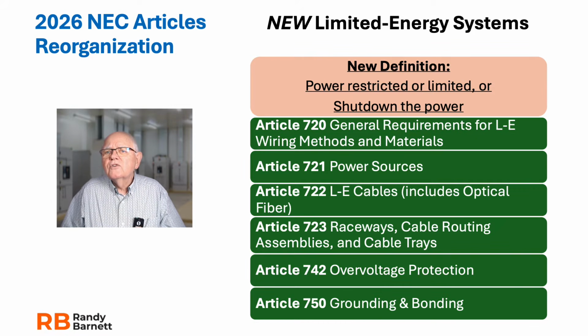Article 742 is for overvoltage protection for limited energy systems. And there's Article 750. They've taken that information for grounding and bonding for these limited energy systems and grouped it together for us in Article 750.